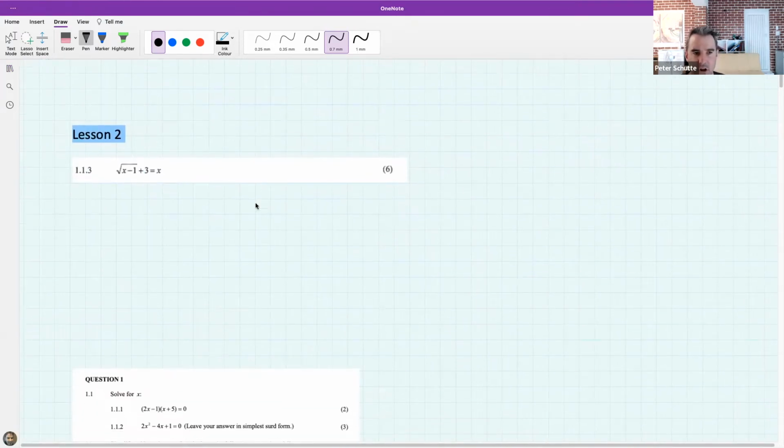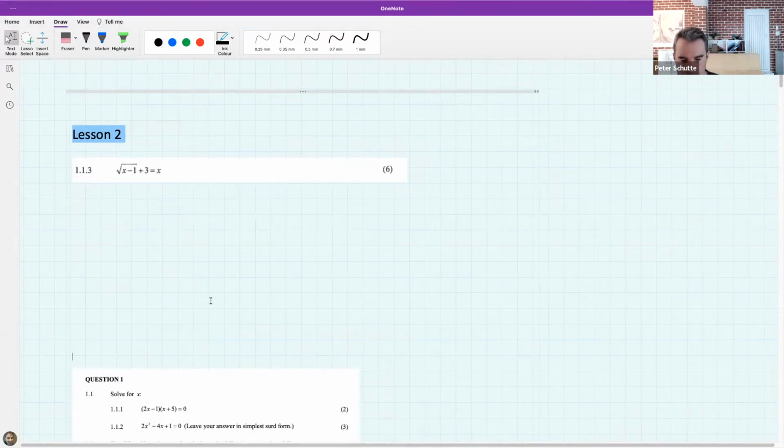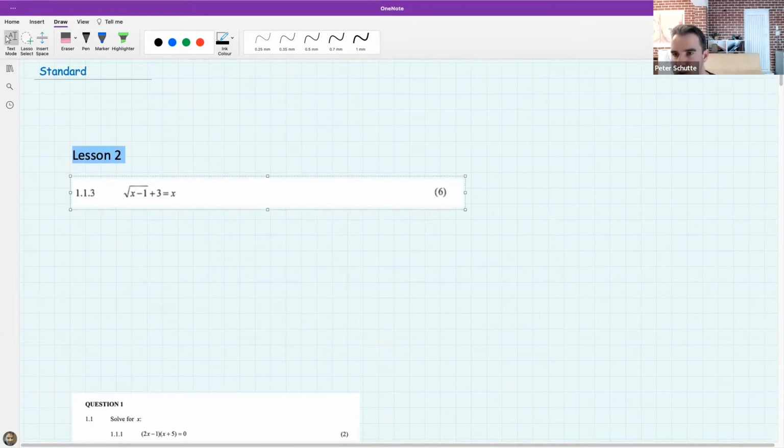At the end of the last lesson, we spoke about something called a surd equation. And so I want to start this lesson with a surd equation continuing from where we left off. But before we do that, I want to talk a little bit about strategy.